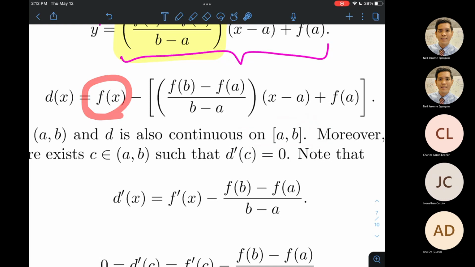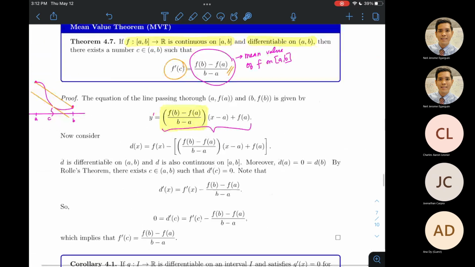Moreover, F is assumed to be differentiable on the open interval AB. This guy is a polynomial, so it is differentiable everywhere. So D, being the difference of two differentiable functions, will be differentiable on the open interval AB. Okay, so nasatisfy niyo yung mga conditions na yun ni Rolle's Theorem. Isa na lang yung kulang para magamit natin yung Rolle's Theorem. Dapat yung D of A at saka yung D of B ay equal sa isa't isa. Okay? Tapos pag jackpot na totoo yun, ibig sabihin si D prime ay magsi-0 sa isang number C doon sa open interval AB.